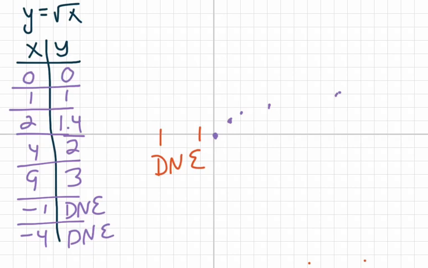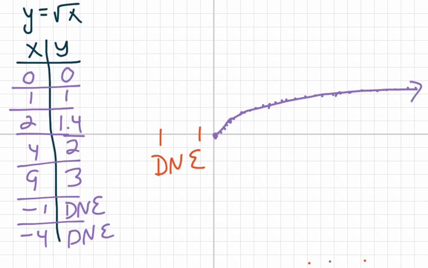Now remember, with the table, I can pick all kinds of numbers in between 1 and 2, and in between 2 and 4, and in between 4 and 9. I'm not really restricted to these numbers. So there's a lot more dots in there that we could have picked, but we didn't. And the way we represent those dots is with that solid line.